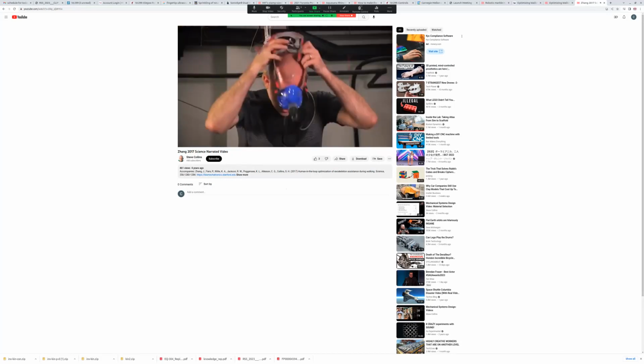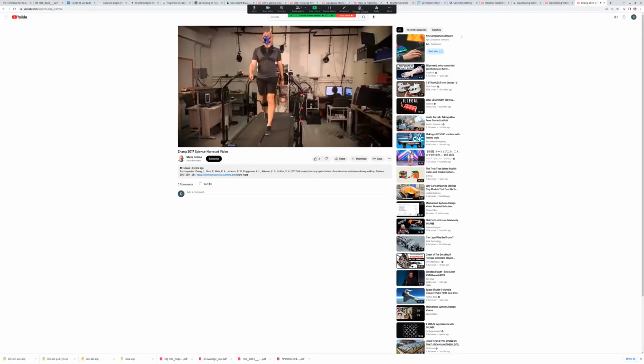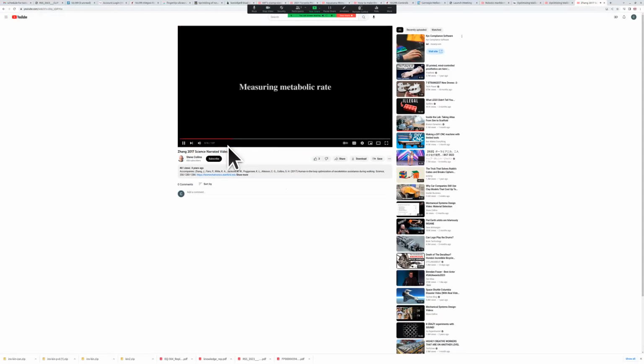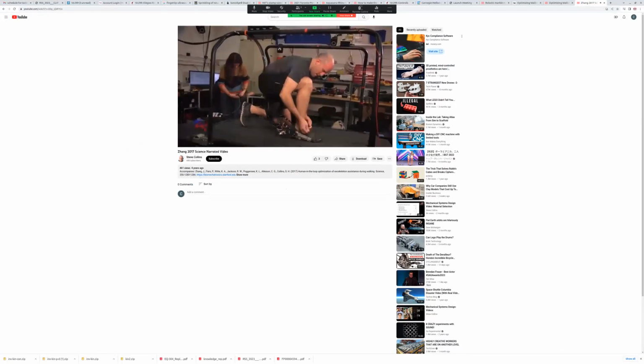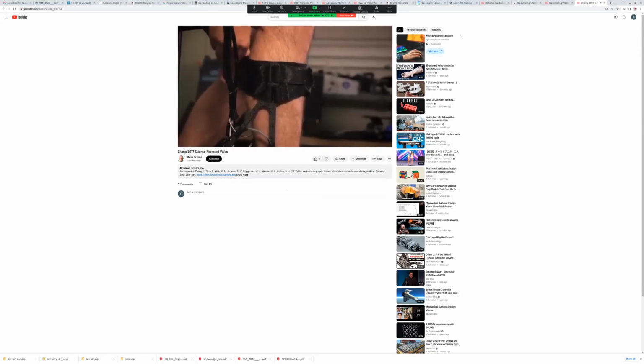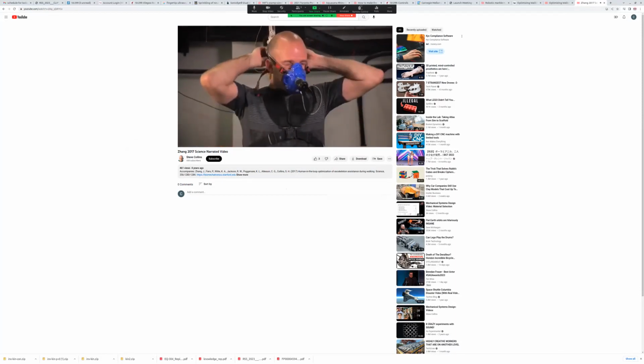And the exoskeleton assistance patterns that let me minimize turn up the volume for individual humans during walking. I'll start it over so we get the exciting narration. We have developed a method for automatically identifying the exoskeleton assistance patterns that minimize metabolic energy cost for individual humans during walking.